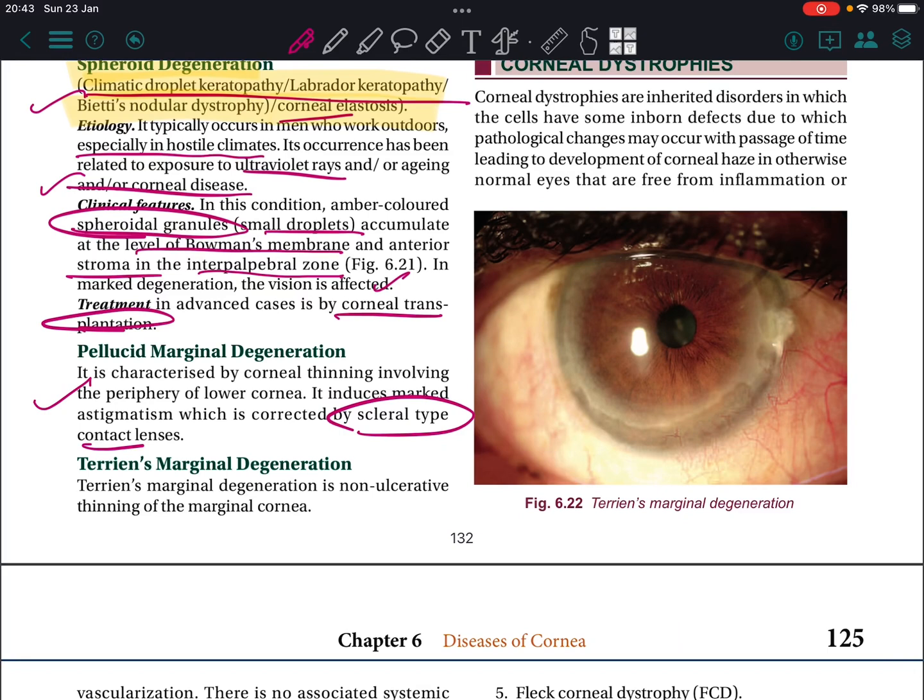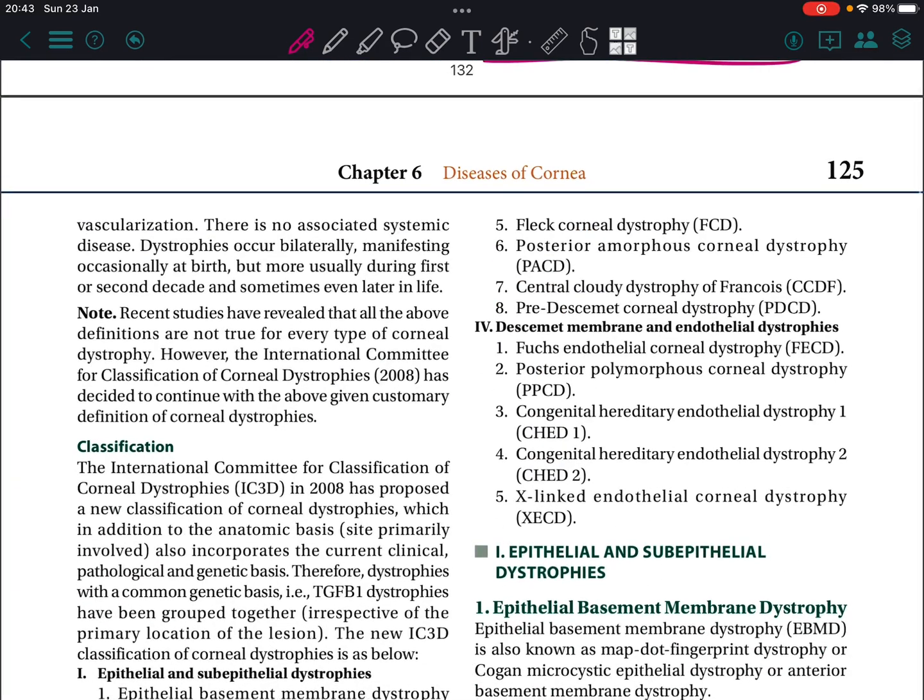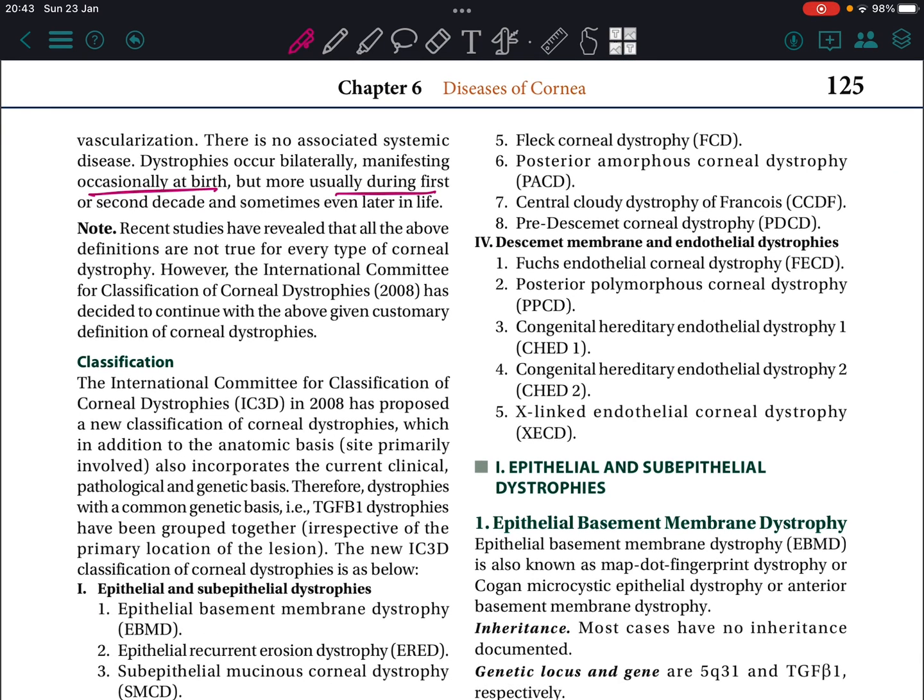Treatment is non-specific. Corneal dystrophies are inherited disorders in which cells have some inborn defects, due to which pathological changes may occur with the passage of time. Dystrophies occur bilaterally, manifesting occasionally at birth, but more usually during the first or second decade of life and sometimes even later in life.